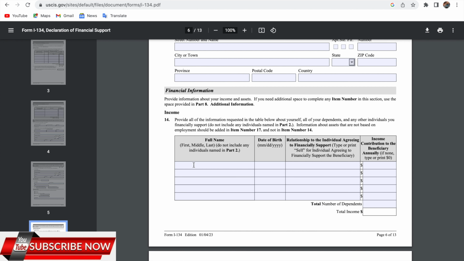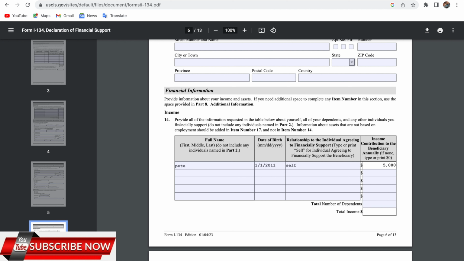So let's say I'm sponsoring someone, so I just put in my name over there, and I put in my date of birth, and a relationship to the individual agreeing to. So the relationship to the individual, I put in self. Then the income contributed to the individual, the income contribution to the beneficiary annually. So the income that you contribute to the person annually, just put it. So just put the 5,000 over there.